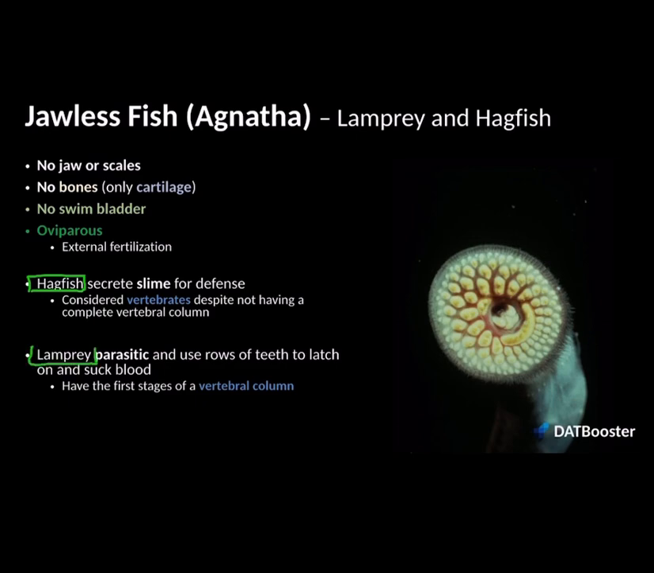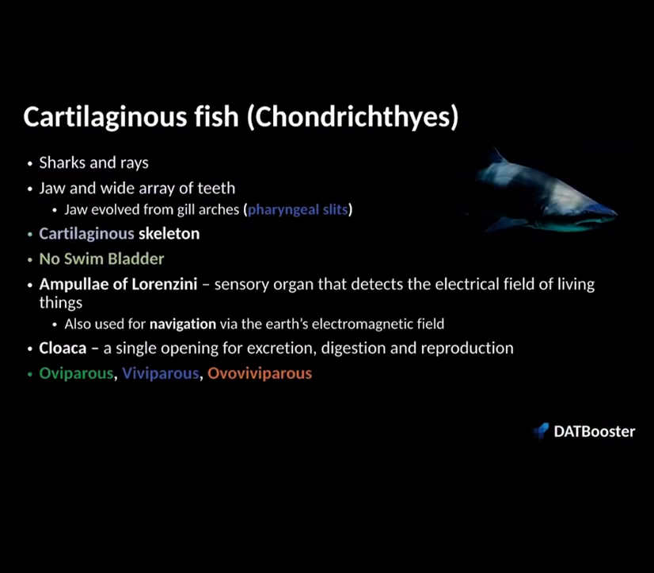Lampreys, on the other hand, are parasitic. They have rows of teeth that you can see right here that are used to latch on and suck blood from a host. So they are parasitic. The second group of fish we are going to look at are going to be cartilaginous fish, also known as chondrichthyes. So a shark and a ray are key examples here.